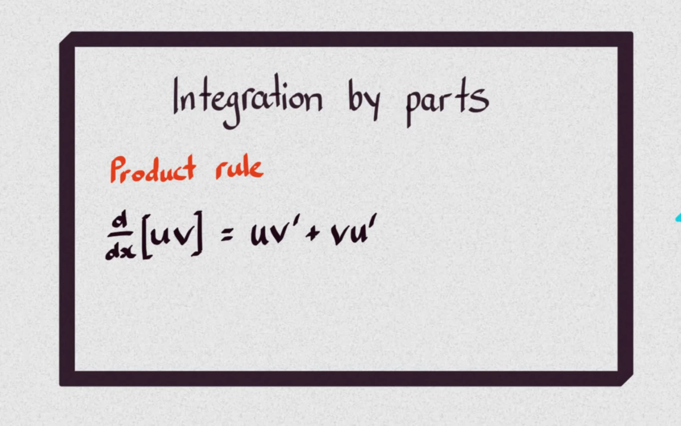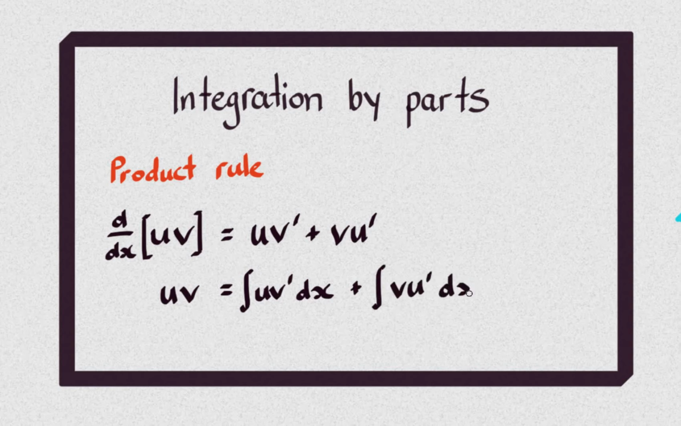So let's first start by integrating both sides of this equation with respect to x. We can see on the left-hand side that the integral and the derivative cancel out and leave us just with uv. On the right-hand side, we have the integral of both of these terms. So we have the integral of uv dash with respect to x, and we also have the integral of vu dash with respect to x.